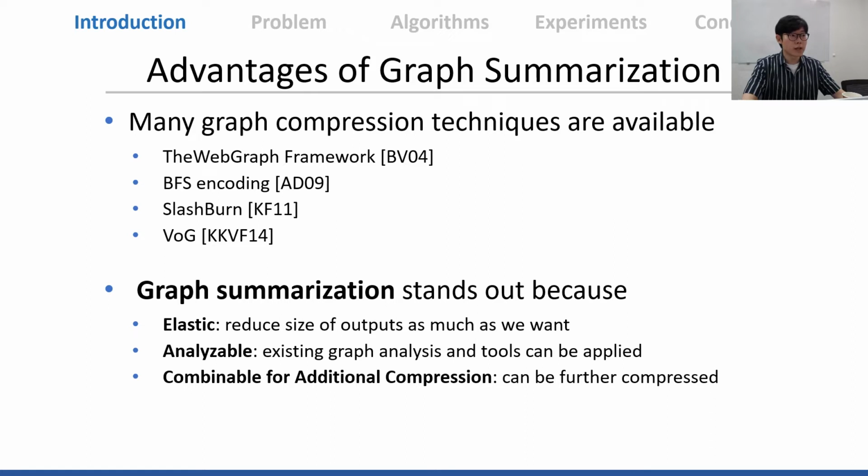First, it is elastic. We can reduce the size of outputs as much as we want at the expense of increasing reconstruction errors. Second, it is analyzable. Since the output of some graph summarization is also a graph, existing graph analysis and visualization tools can easily be applied. Lastly, it is combinable for additional compression. Due to the same reason, the output summary graph can be further compressed using any graph compression techniques.